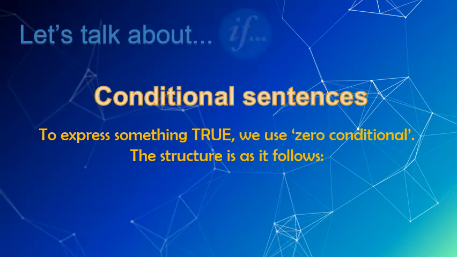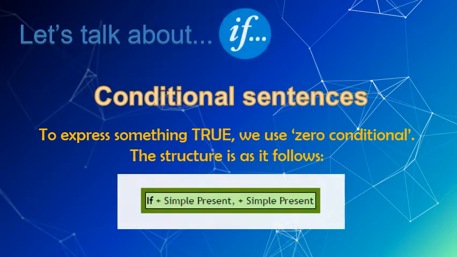Okay, but what are conditionals? They express that something is true, and we have different conditionals. We have the zero conditional, the first conditional, the second conditional, and the third conditional. But the zero conditional, we use it to express something that is true. And the structure is as follows.